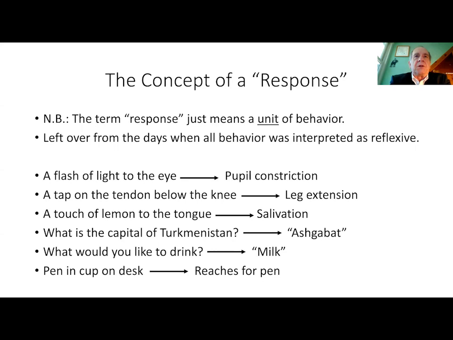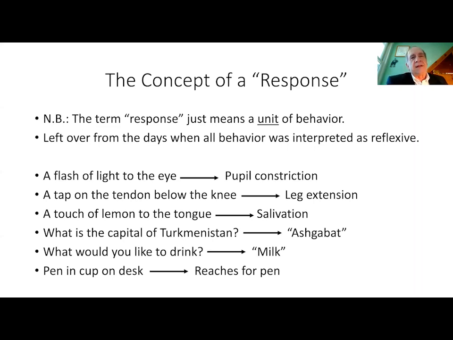I'm going to turn now to the notion of the probability of a response. I wanted to start by talking about the concept of a response. It's behavioristic lingo. It just means a unit of behavior. It's left over from the days when all behavior was interpreted as reflexive. So a flash of light to the eye causes your pupil to constrict. That's a reflex. The flash is a stimulus and the pupil constriction is a response to the stimulus. A tap on your patellar tendon causes your leg to kick. A touch of lemon to the tongue elicits salivation. These are all responses to the stimulus.